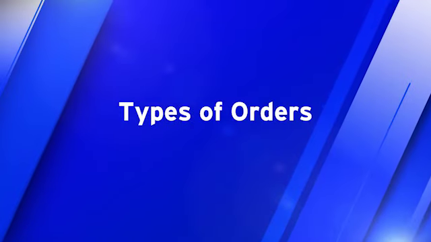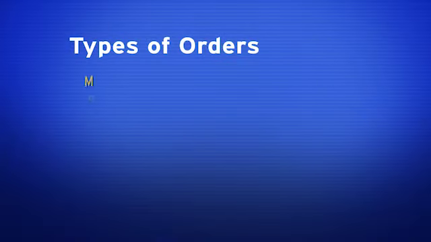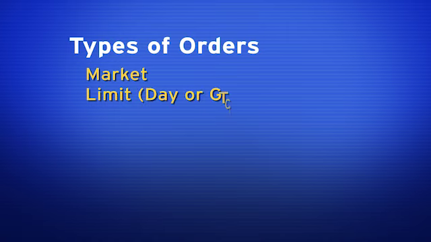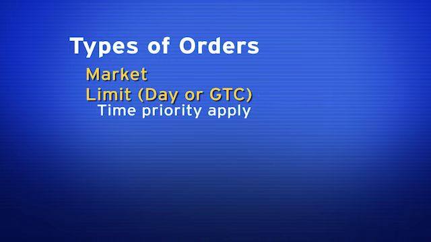Let's look at types of orders. The first order we're going to explore is the market order. Next is the limit order. Now, a limit order could be marked as day or GTC. What does GTC mean? Good till canceled. Now, with a limit order, time priority applies.